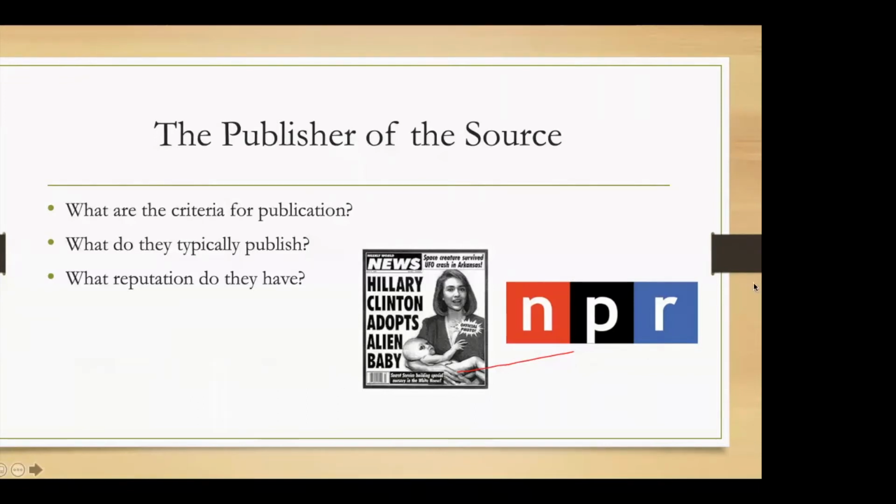Here we have two organizations. On the right is NPR. So NPR stands for National Public Radio. It's a long established media organization, generally considered to be very trustworthy. But then on the left, we have Weekly World News. And it says Hillary Clinton adopts alien baby. We don't know if we can truly trust this organization because maybe they publish sensational news items.